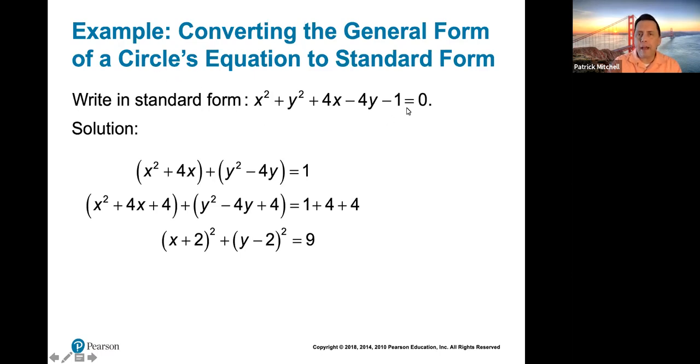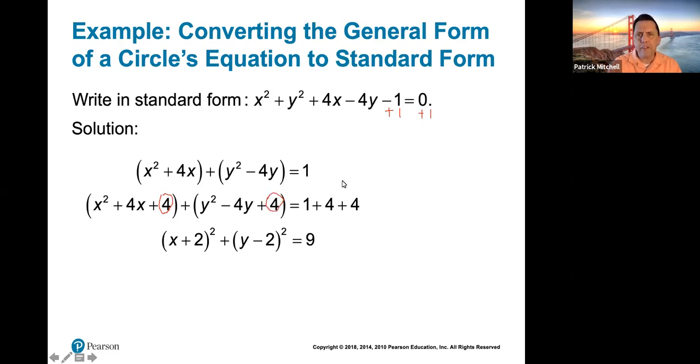Okay, so let me get my pen out here and show you what I'm doing. The first thing I did was add 1 to both sides. I'm getting this constant term over on the other side. And then I'm putting the x terms together and the y terms together. Now the next step definitely takes a little bit of explanation. Where did I get this 4 here and this 4 here? That comes from completing the square.